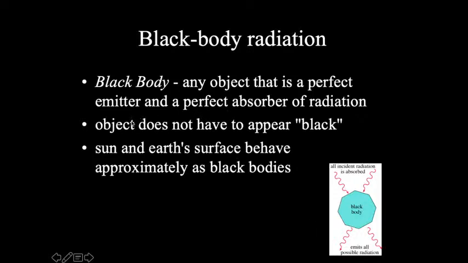So they don't actually have to appear black. That's just what they're called. Don't think black bodies are black. That'll be the first big mistake. So a good way to remember that is to think that the sun and the earth's surfaces both behave approximately as black bodies, right? They're not perfect as a black body really should be, but they're close enough that we can approximate it.